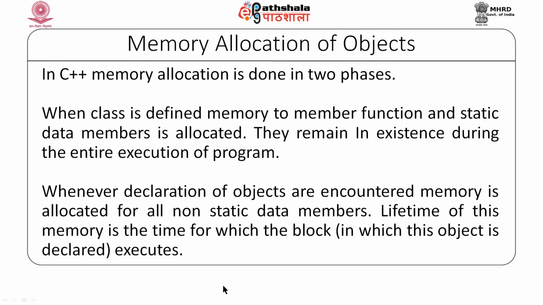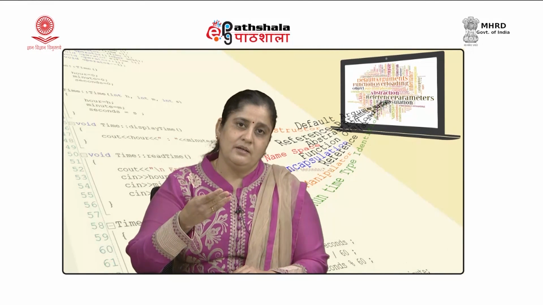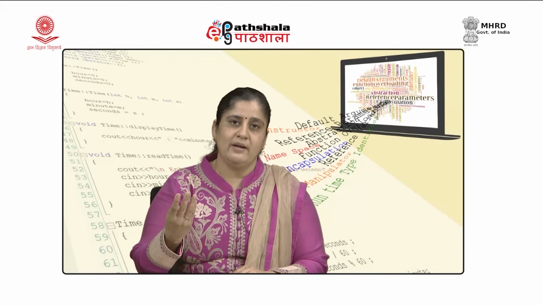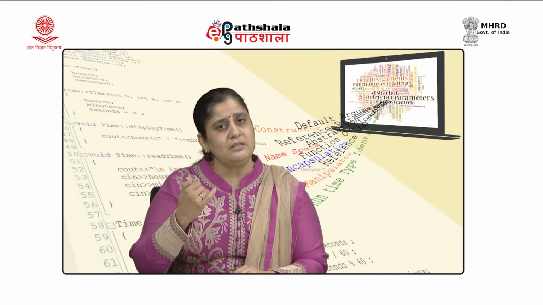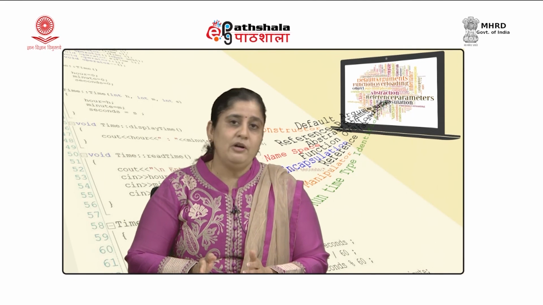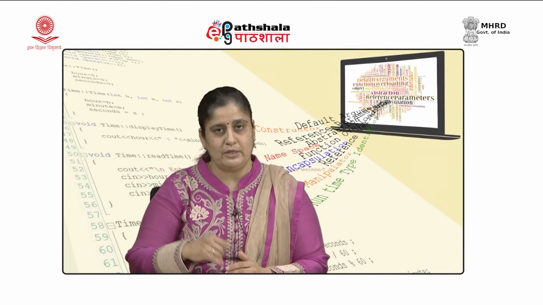Now, once we define the class, we may declare the object of that class in different functions and different places. So, whenever a declaration of object is encountered, the memory is allocated for all non-static data members. So, the total amount of memory allocated to an object would be the sum of the memory needed for each data member. So, in my class if I have 4 data members, then the memory allocated to the object would be the memory required for the first data member plus the second plus the third plus the fourth, and this memory will not remain in existence for the entire duration of the program execution.